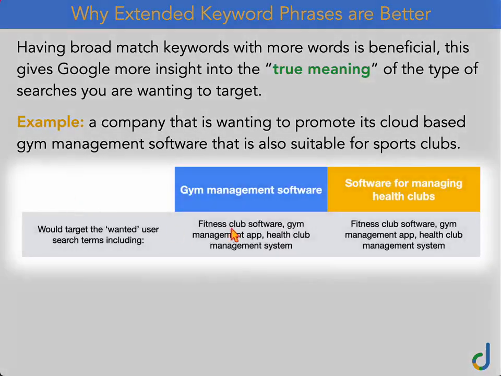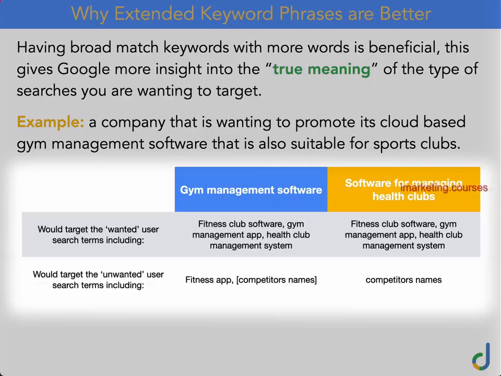So if they had the keyword "gym management software" versus "software for managing health clubs." And this is a real life example that we saw. We were running a campaign for this, and this is what we're seeing with these two different keywords. The gym management software would target the wanted search terms, including fitness club software, gym management app, health club management software. This would also target the unwanted user search terms.